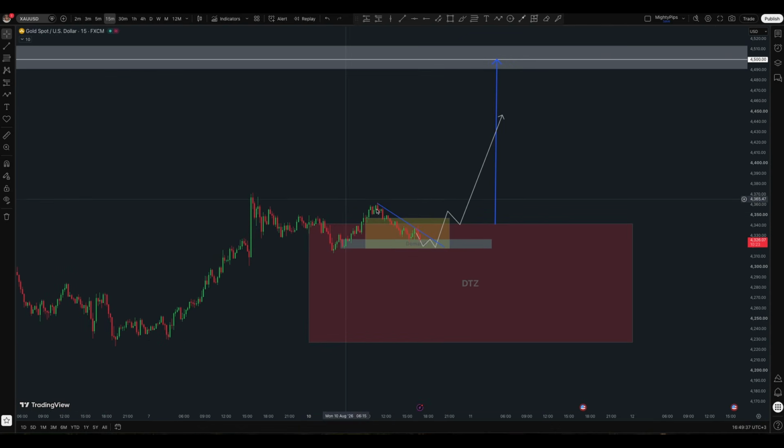Remember guys, none of this should be taken as financial advice. I'm just showing you my analysis, guys, right? I hope you learn from it and also improve on your trading.